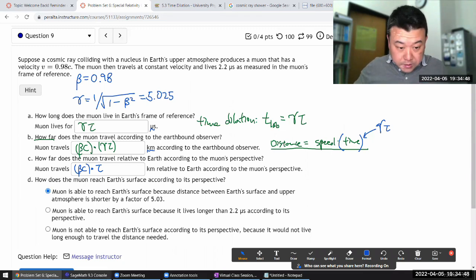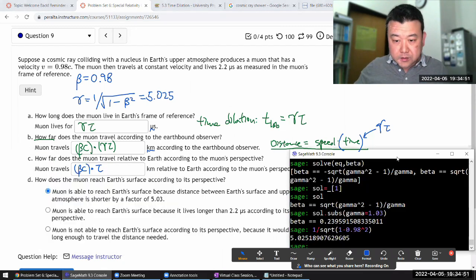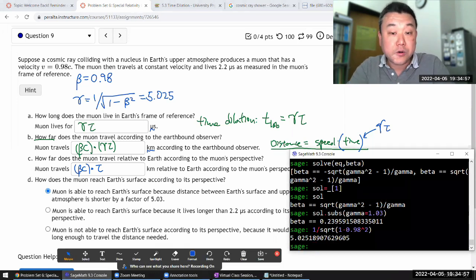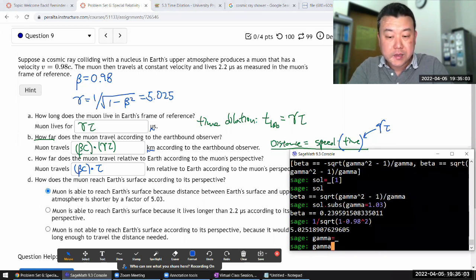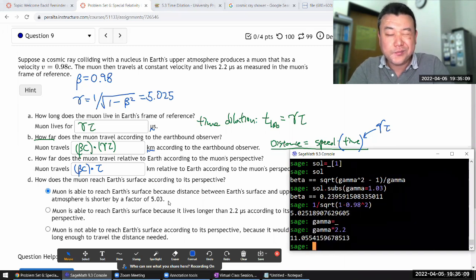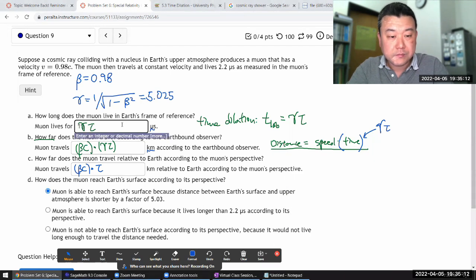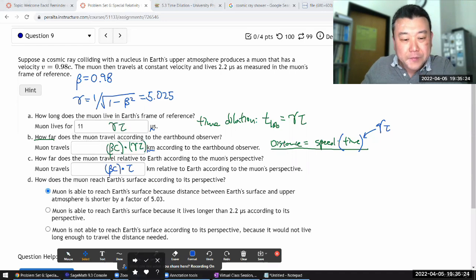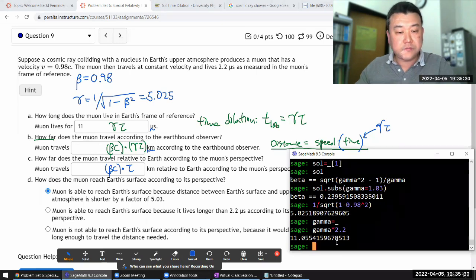So let me plug in the numbers here. I guess I can just type in the numbers. Gamma tau in microseconds, that'll be 5 times 2.2 microseconds, the proper lifetime. So 11.06, or I think if I say 11, it'll say it's correct. Yeah. Okay, 11 microseconds in Earth's frame of reference.